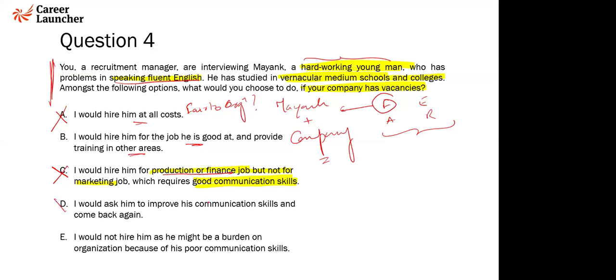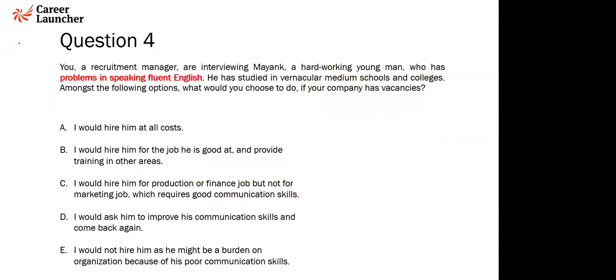Choice G is the same. Again, it is unnecessarily stuck on communication. Okay. Choice E, again the same thing. He might be a burden on the organization because of his poor communication skills. So the issue is not about communication. The issue is he cannot speak fluent English. So hire him for the job if he's good at it and provide training for other areas. This becomes an obvious thing. So as I said, this is the issue, not communication.